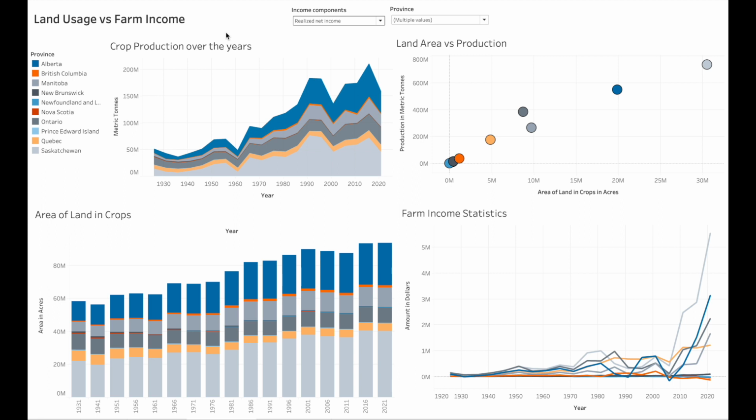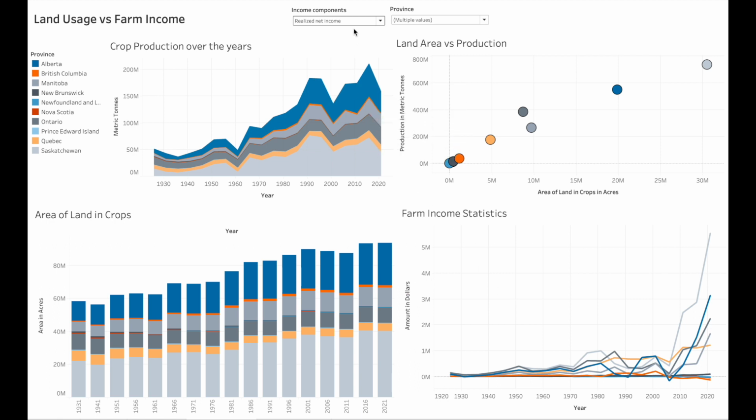Moving on, this dashboard provides a comprehensive overview of the agricultural revenue trends in various Canadian provinces. This dynamic dashboard delves into the key aspects of agriculture, including crop production trends over time using a stacked area chart that helps us to understand the contribution by each province to the overall production levels. The relationship between land area and production using a scatter plot, the area of land dedicated to crops across the provinces over the years, and the farm income fluctuation over the years.